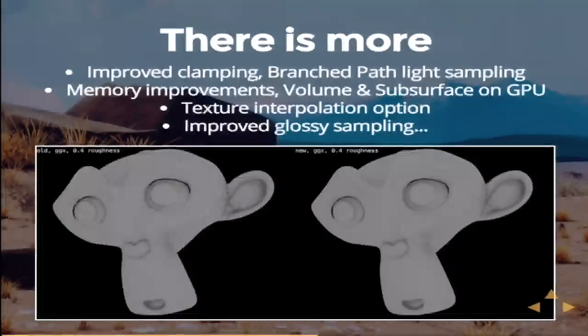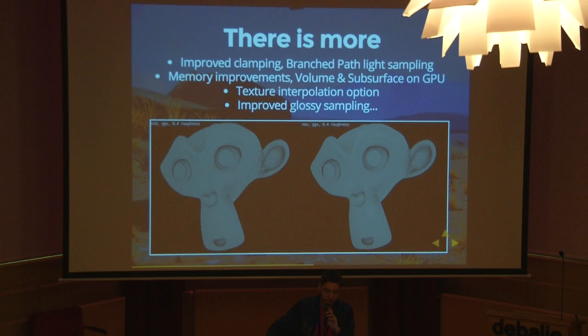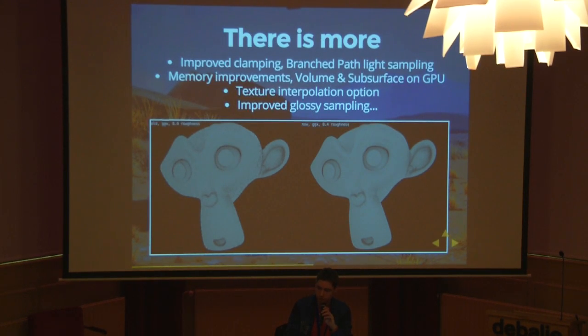And some other things I worked on during my Google Summer of Code this year was improved clamping. So that was something that is really nice, and I got a lot of feedback about that. Before, you could just clamp your image with one slider. So basically, with that, you could get rid of some fireflies, but at the same time, you reduced the dynamic range, basically, of the image. So you got an image which was darker, and you don't want that usually. So I split it up into indirect and direct clamping. So now you can keep the direct highlights.